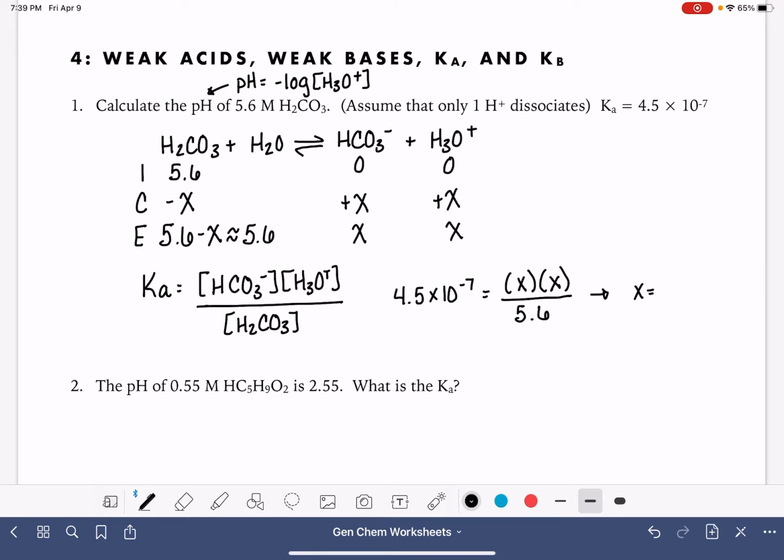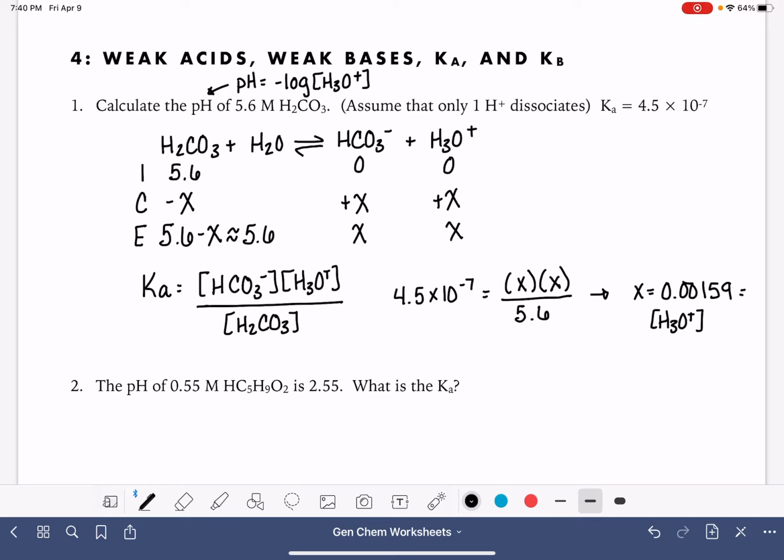X is 0.00159. Remember I said that we were going to assume X was really, really small. If we do 5.6 minus 0.00159 and then round it back to two significant figures, it just ends up being 5.6. You can check that on your calculator if you'd like. The value of X is the H3O plus concentration.